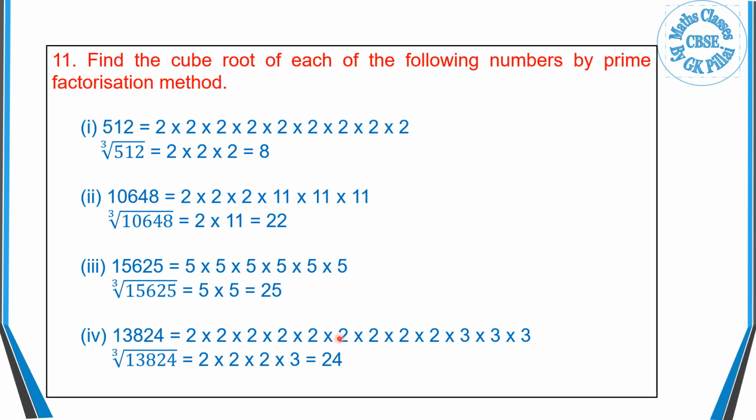13824. Prime factorize, you get this many 2's and this many 3's. If you take 1 two out of 3 twos, you will get like this. 2 into 2 into 2 into 3. 24 will be the cube root of 13824.